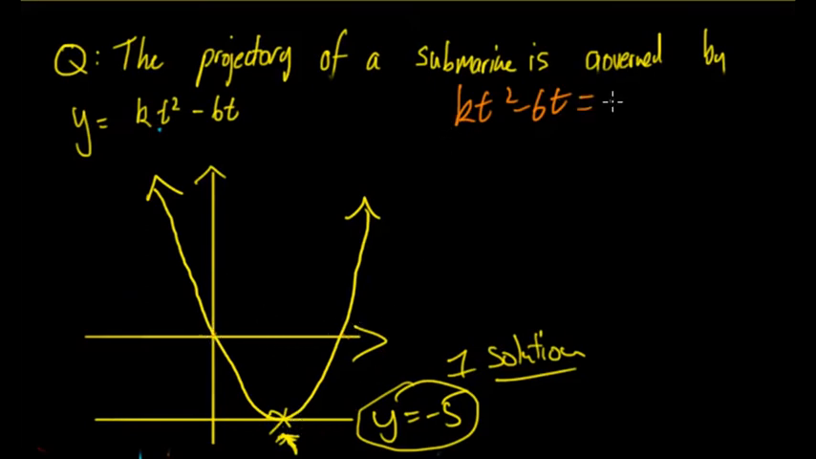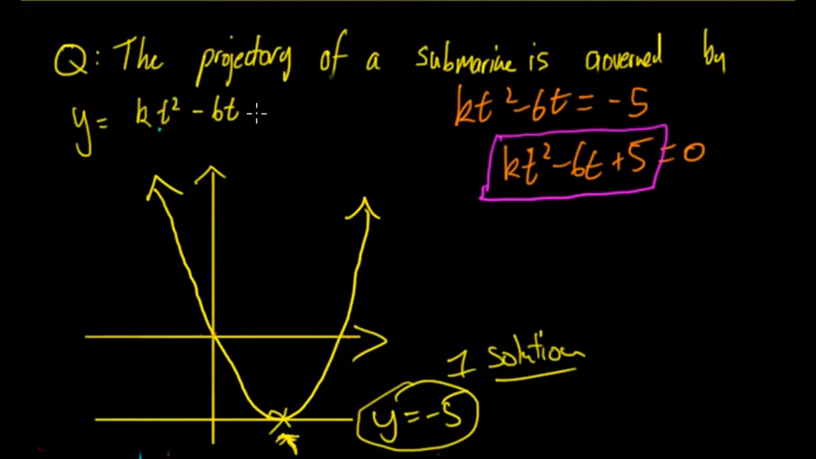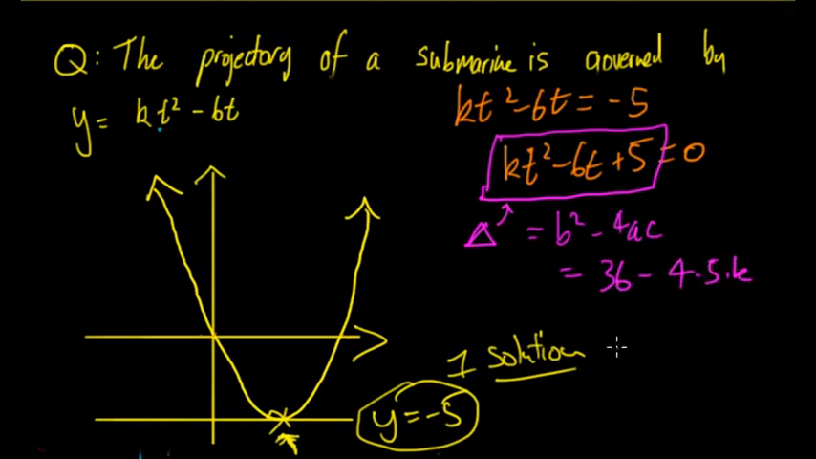But what we can do is let it equal negative 5 plus the 5 over, and we can suddenly work out the number of solutions by using the discriminant of this value here. Notice how this equation is slightly different, as now it has plus 5, which we didn't have before. So the discriminant of this will tell us the number of solutions. The discriminant is equal to b squared minus 4ac. So that is equal to 36 minus 4 times 5 times k, so it's equal to 36 minus 20k.